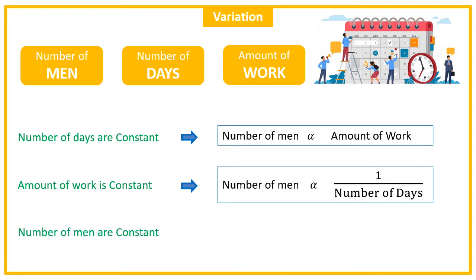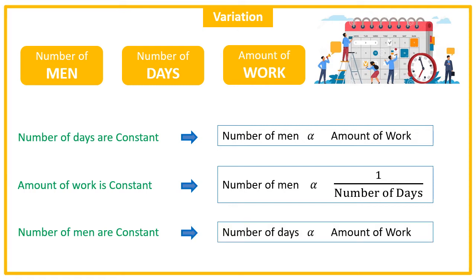If suppose number of men are constant, then what is the relation between number of days and amount of work? They are directly proportional. More the amount of work, more will be the days required to finish it.